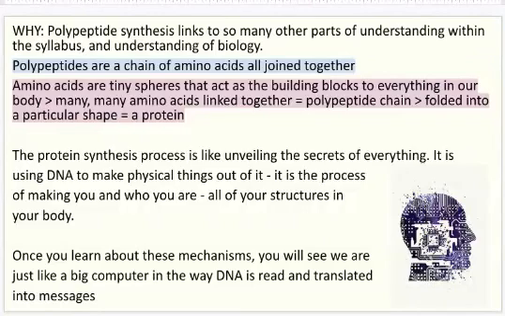So polypeptides are a chain of amino acids all joined together. Now we have 20 amino acids in the human body, and they are tiny spheres that act as the building blocks to everything in our body. So when you have many, many amino acids linked together, that will equate to a polypeptide chain. And the polypeptide chain can itself be called a protein once it has folded into a particular shape, or it can join together with many different polypeptide chains to form a protein. And this whole process is called protein synthesis.